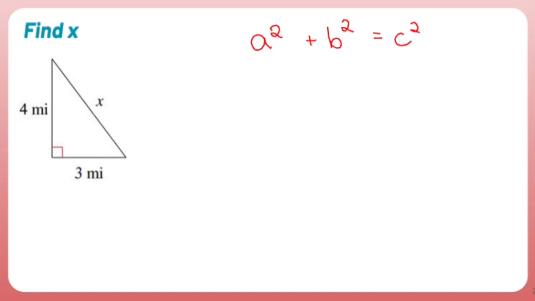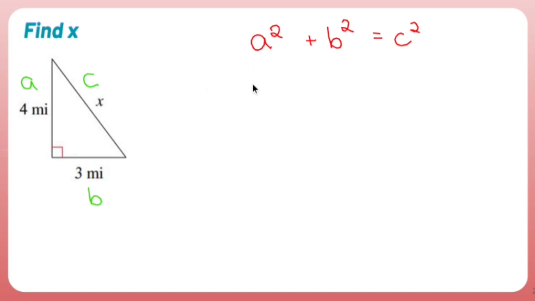Now, what letter gets what? Well, C has to be the hypotenuse, the longest side. The hypotenuse is always going to be the guy not attached to your right angle. Which one's A, which one's B? It doesn't matter as long as the longest side is C. So we'll call A 4, we'll call B 3, and we'll call C x.